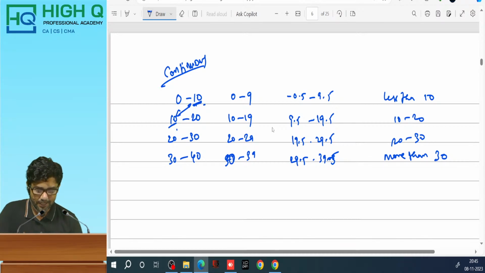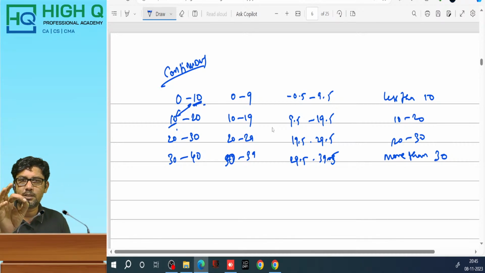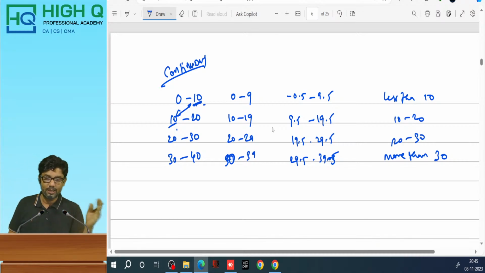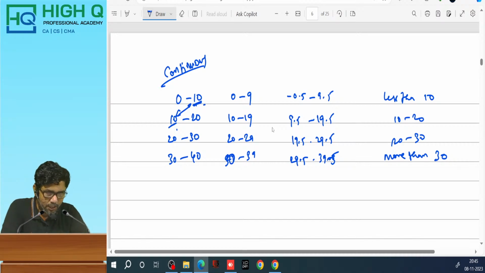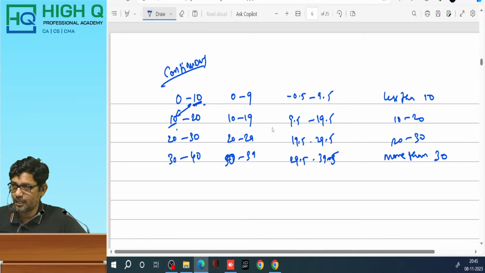Now, in this case, what is going to happen? I want you to answer my question, my dear. If a student scores 5 marks, in which group will you mark him? 0 to 10, 10 to 20, 20 to 30. Give me the answer. First group, 0 to 10. Very good. So in the 0 to 10 we will mark.